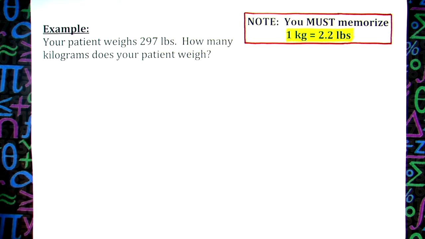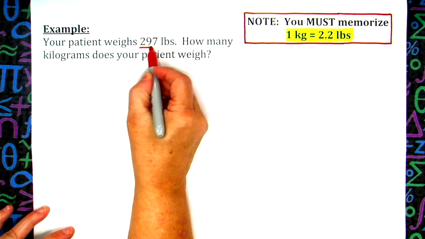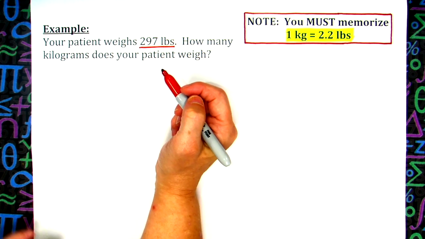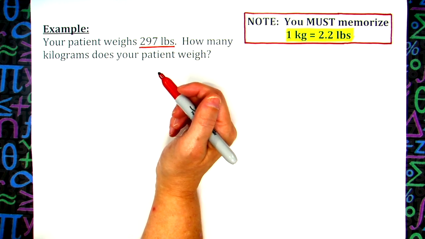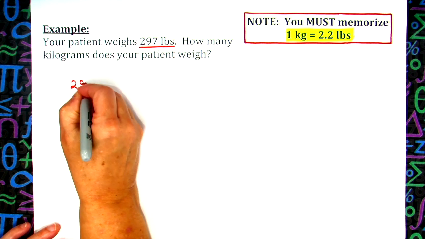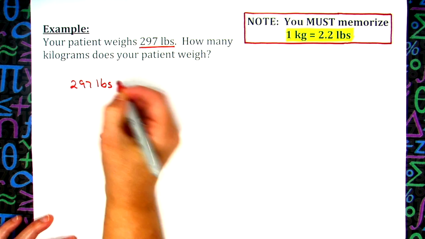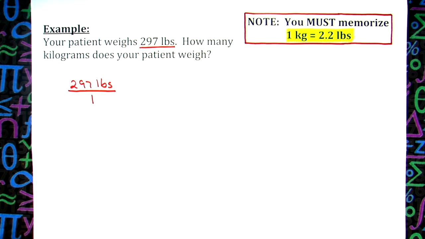So in this question, it says your patient weighs 297 pounds. How many kilograms does your patient weigh? So I am given this 297 pounds, and that's what I'm going to start with. I'm always going to create fractions if I don't have a fraction given to me. So I'm going to write 297 pounds, including the label, and turn it into a fraction by putting it over 1.